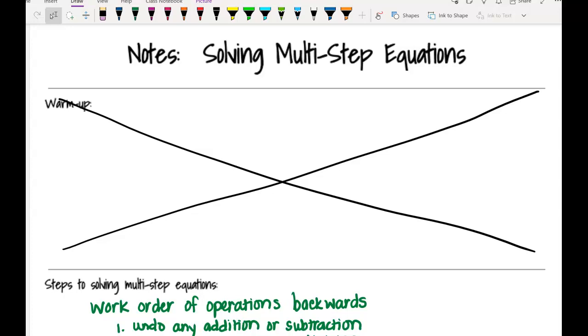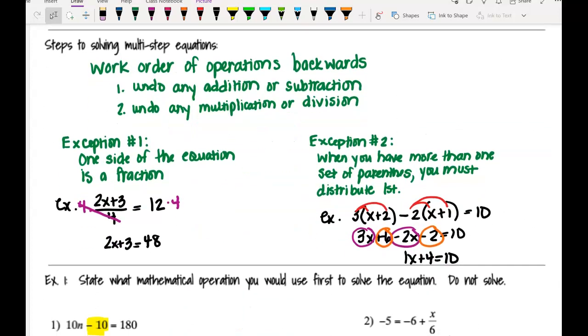All right, just as a review, we started looking at multi-step equations yesterday. We talked about the order to solve, that we work our order of operations backwards. So we undo addition and subtraction first, and then we undo any multiplication or division. We also looked at a couple of exceptions to the rule. If one side of the equation is a fraction, then we have to take care of that denominator first before we can do our other steps.